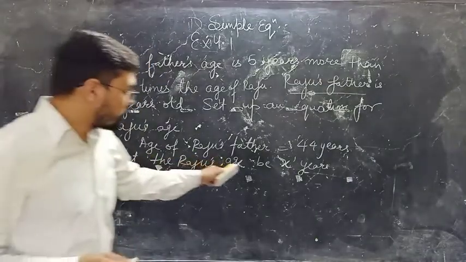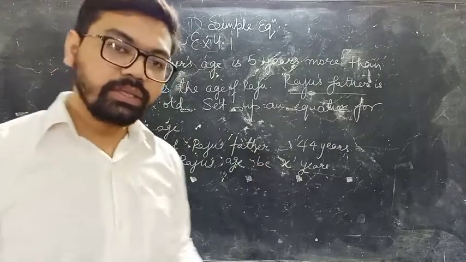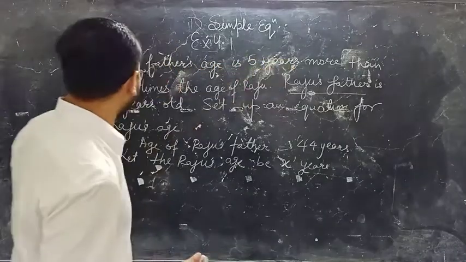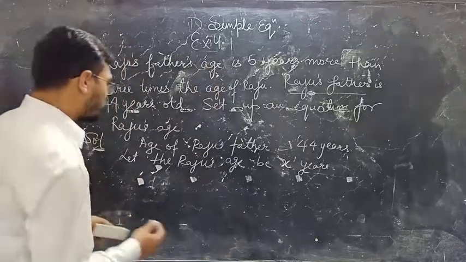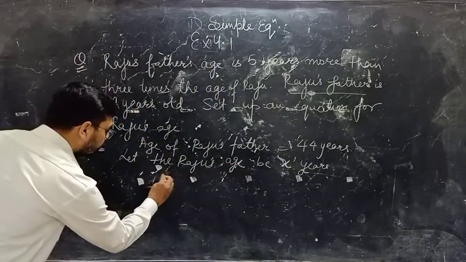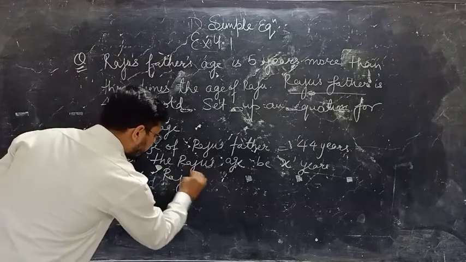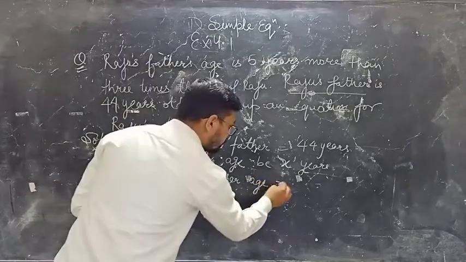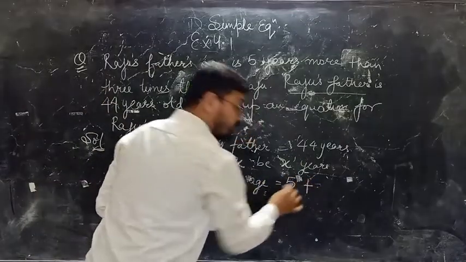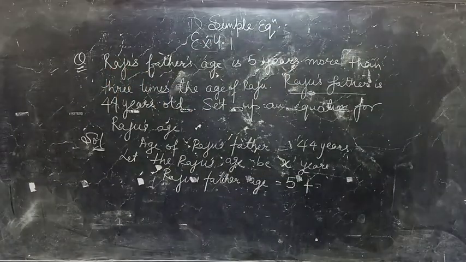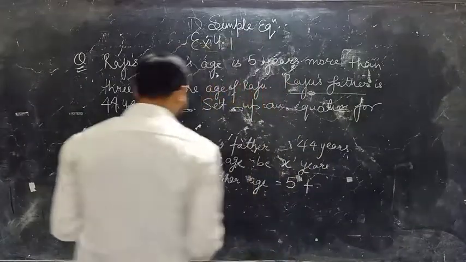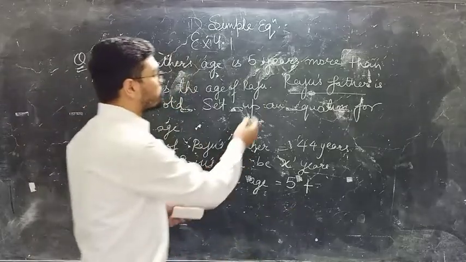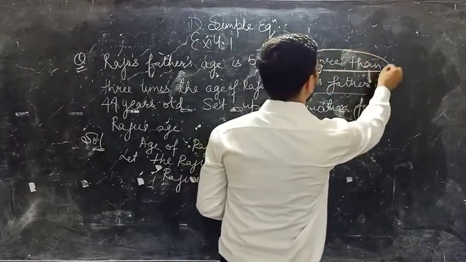So let the Raju's age be x, हमने मान लिया कि जो राजू की एज है वो x years है। So let the Raju's age be x years. Now on the basis of this statement, Raju's father's age is equal to 5 more than, which means plus. Okay, I hope this is visible. Nice. So Raju's father's age is 5 years more, that means 5 plus. More than means plus, you need to use plus sign.